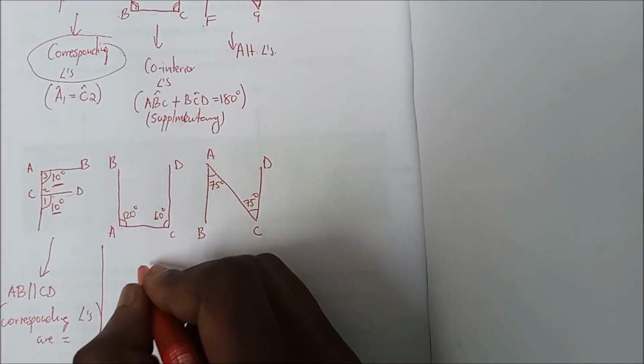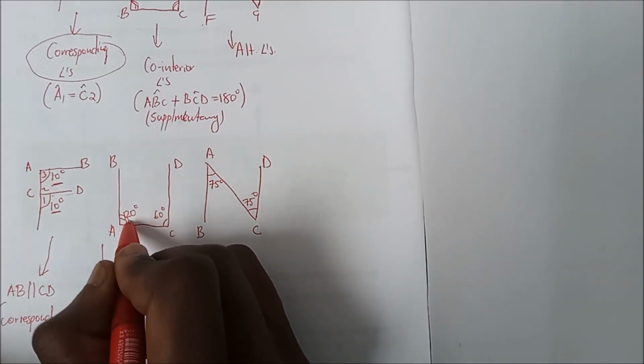And if you can prove that those two pairs of corresponding angles are equal, then we can conclude by saying that those two lines are indeed parallel. So let's go to the second one. This is 120 and then that's 60 degrees. So what do you say about the lines? Yes, correct. They are parallel.